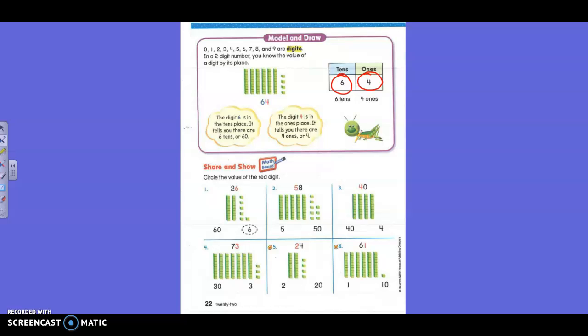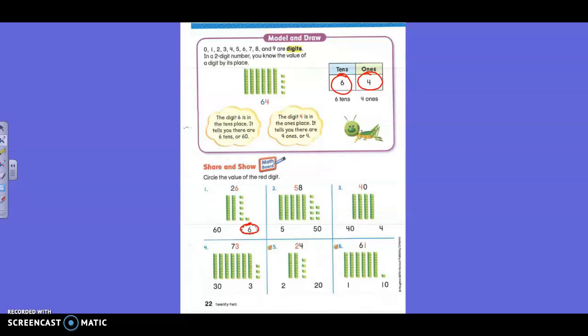So looking at number 1, what's on number 1? 26. Which one of those digits is in red? 6. Is the 6 in the tens or is the 6 in the ones place? So you are going to circle 6 ones, right? It's already circled for you, but you can circle around it anyway again.